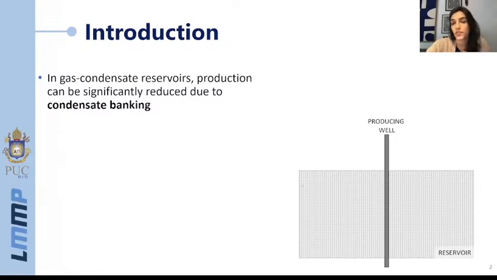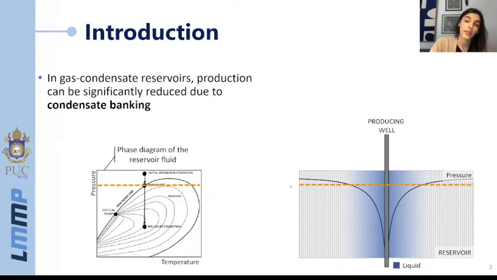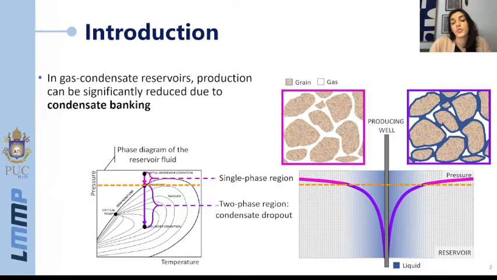To explain this, I'll use this figure here of a producing well in a reservoir. What happens normally is that we form this ring of liquid around the producing well, which hinders a lot the gas production. And this happens because if this line here represents the reservoir pressure, and this line here represents the dew point of the reservoir fluid, what we have is that far from the well, we have a single phase region with only gas, and close to the wellbore, we shift to a two-phase region and condensate dropout takes place.